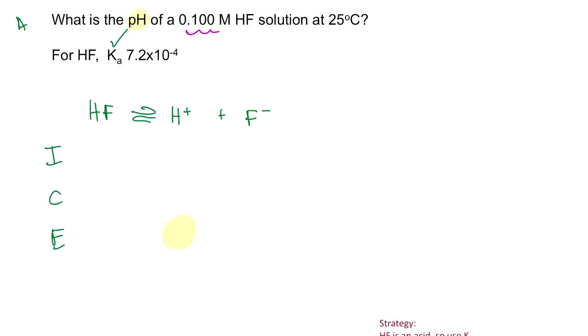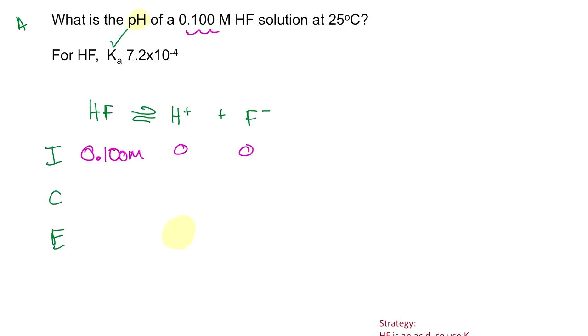So let's fill in the rest of this information. 0.1 molarity HF, where will that go in our ICE table? In which line? I, C, or E? Give me some indication that our brains are on right now. Where is that 0.1 molarity going to go? Initial, thank you. So 0.10 molarity, whatever sig figs, goes in HF. We have none of the other stuff.